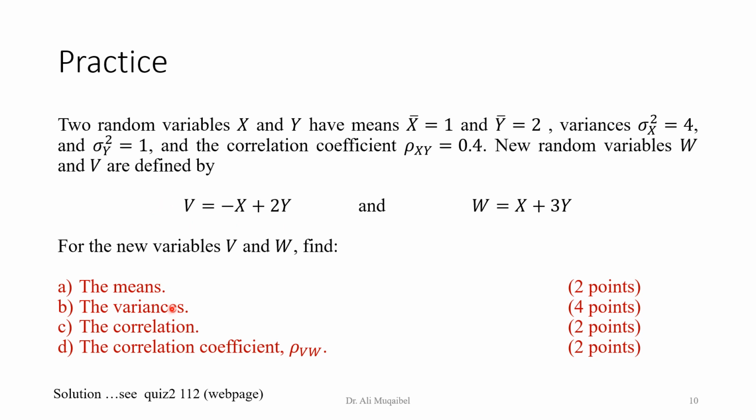And then we'd like you to get the variance. And then the correlation, the variances, we have two variances. For correlation, we have just one correlation between v and w. And once you get the correlation, you should be able to get the correlation coefficient. Okay, you expect, of course, to have some correlation because both of them are coming from the same original variable.